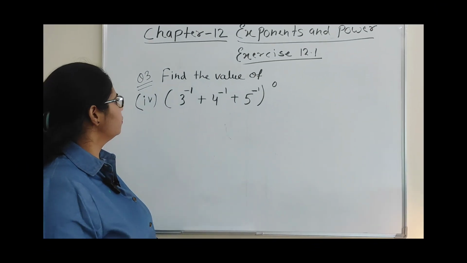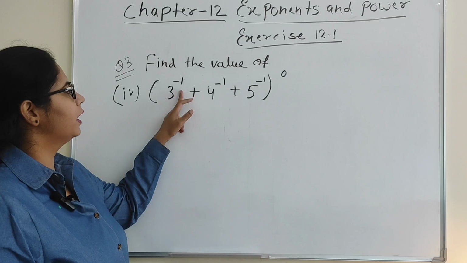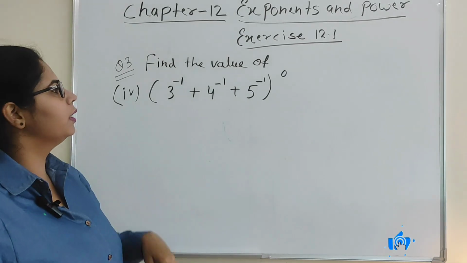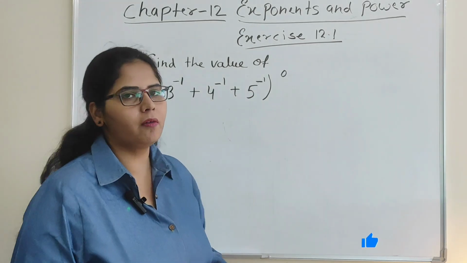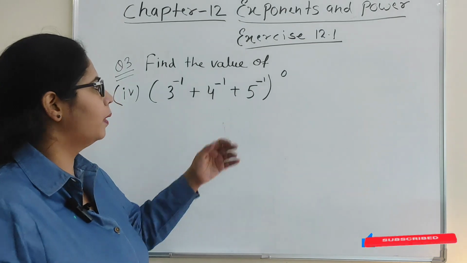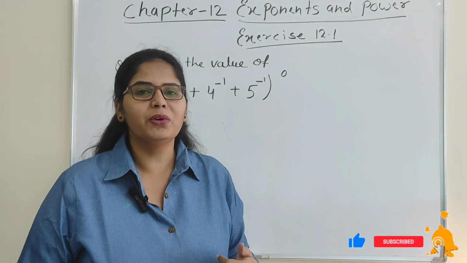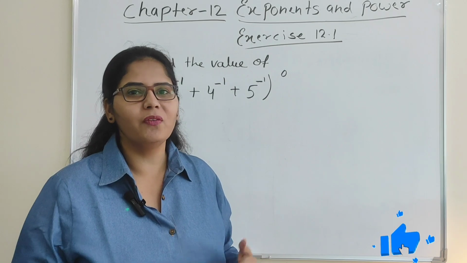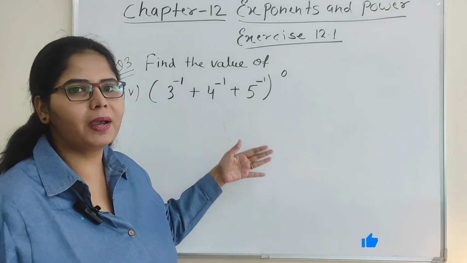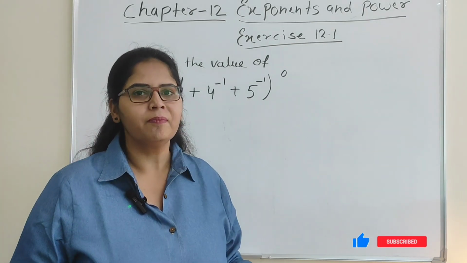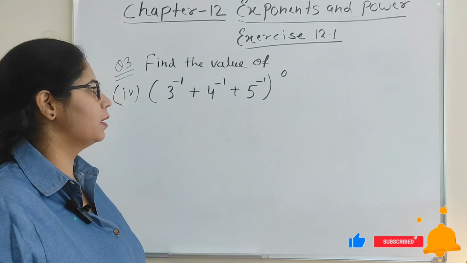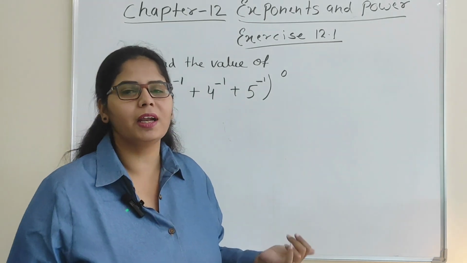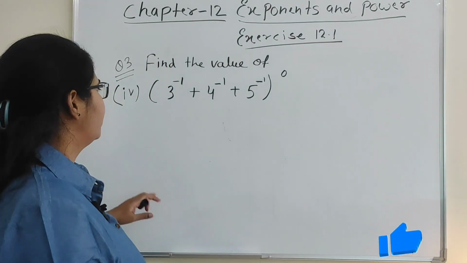Now our fourth question is (3 to the power negative 1 plus 4 to the power negative 1 plus 5 to the power negative 1) and the whole power is 0. Most of the students will say, ma'am, any power 0 is 1, why are we solving it? No, we have to solve step by step. Of course, the answer will be 1. But we have to solve step by step, because in the exam, stepwise you will get the marks. So we will start solving it.